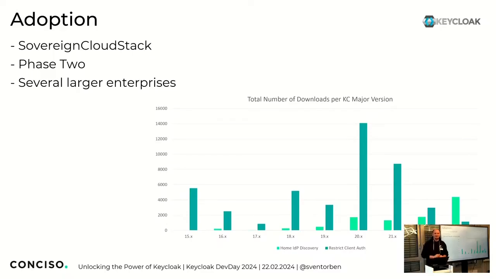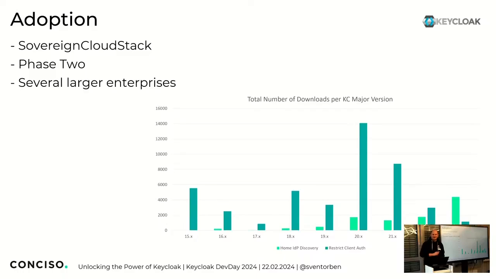As said, adoption is really anonymous to me. I don't really know who uses these extensions. I know that the Sovereign Cloud Stack at least uses the home IDP discovery extension, and Phase Two does the same. I know of a few larger enterprises that use it. Is there anyone in the audience who uses it? I like to get to know my users. Okay, one? No one else? Basically, all I see is the number of downloads per Keycloak version. So I know that there's adoption. There are thousands of downloads for the extensions, so I guess it makes sense to have these things.